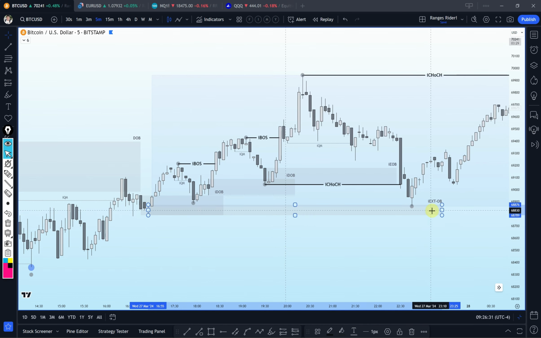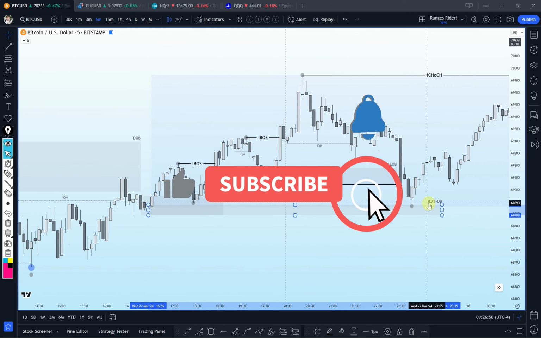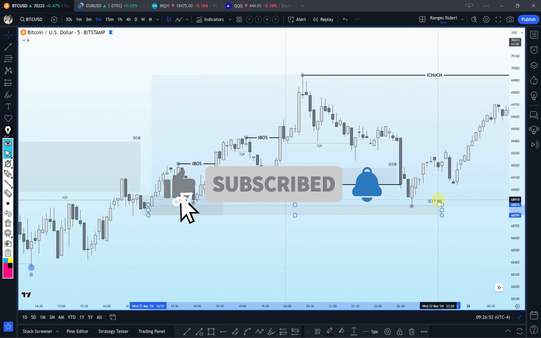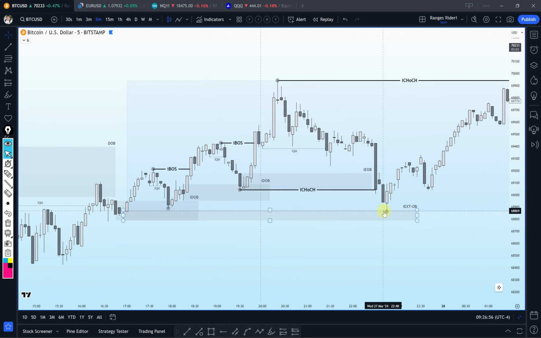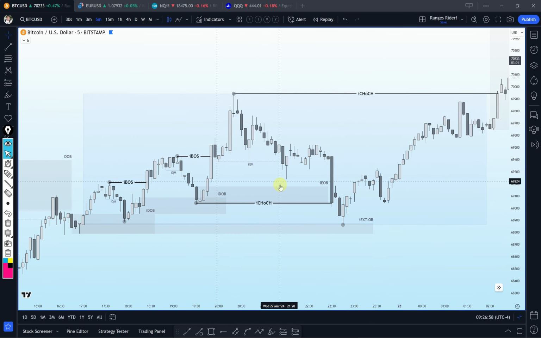This is the unmitigated external order block. Why am I saying internal? Because this is the internal structure. But for the order blocks, we have three different types: decisional order block, extreme order block, and external order block. So that's why I'm calling the internal structure internal, and this order block is the external order block. From the external order block, what are we looking for? We are looking to make another breakup structure.